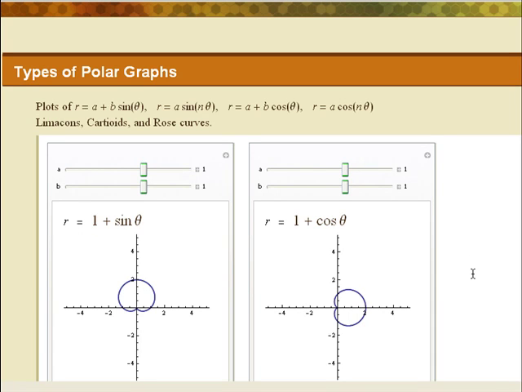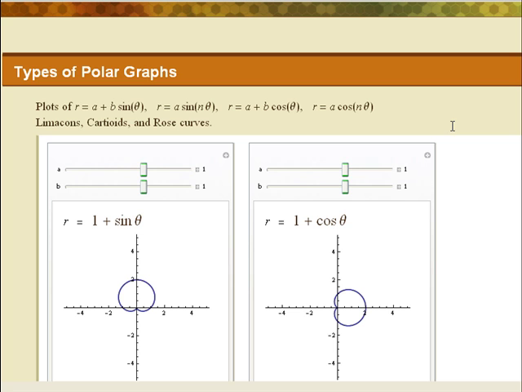Welcome to the video on graphing polar equations. You should have already seen polar coordinates and how those work, and converting rectangular to polar and vice versa. Now we're going to look at polar equations and how those actually graph out. I have a few graphs here to show you.